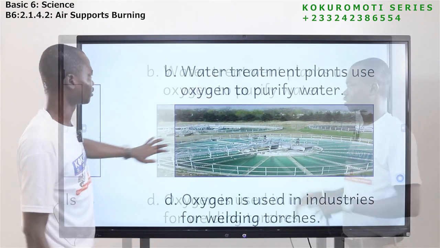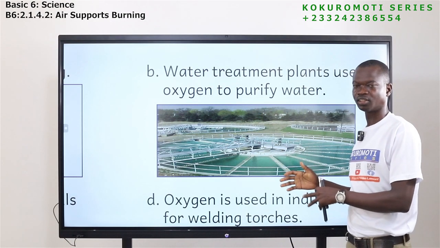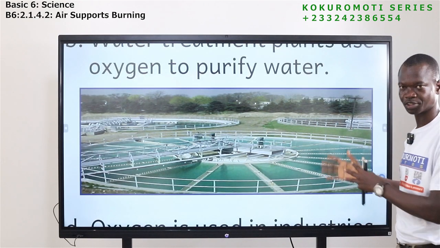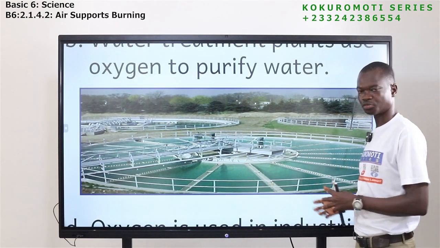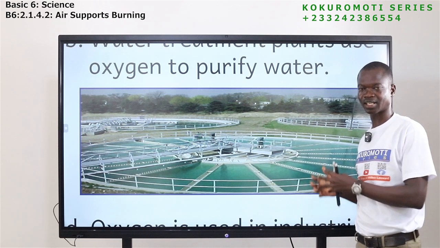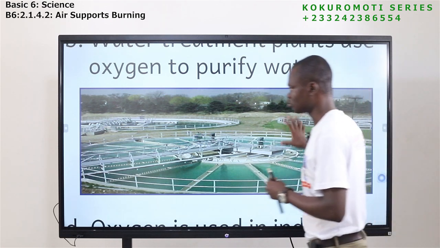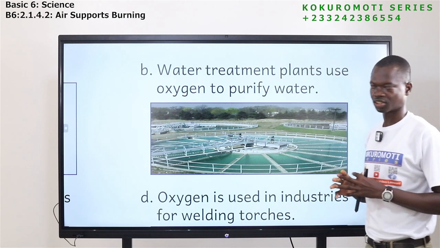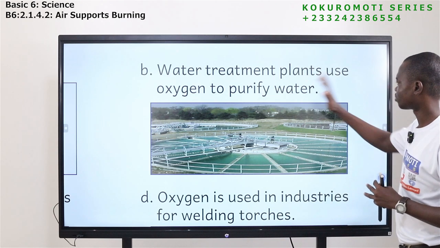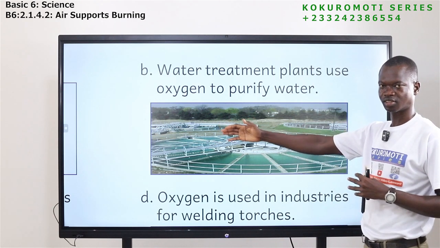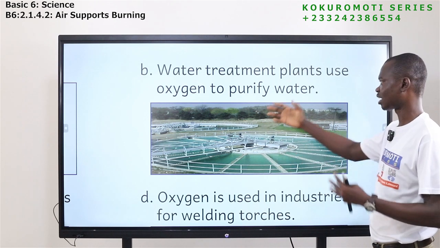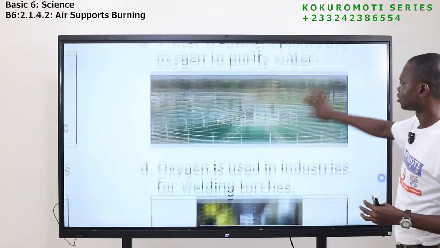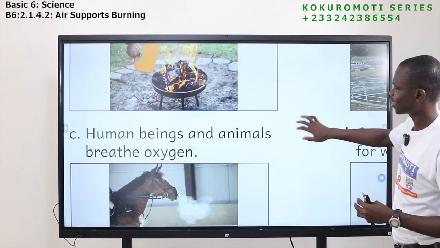Let's come to this side. Okay, so what do you see here? Here we have a plant. This water treatment plant is used to treat water, make water clean. This plant too functions well with oxygen. So the water treatment plant, they use oxygen to function so that our water bodies can be what? Purified. Okay. Now let's come to this side.